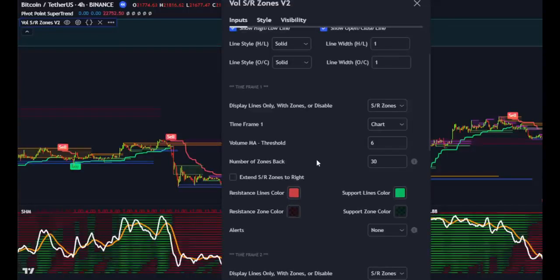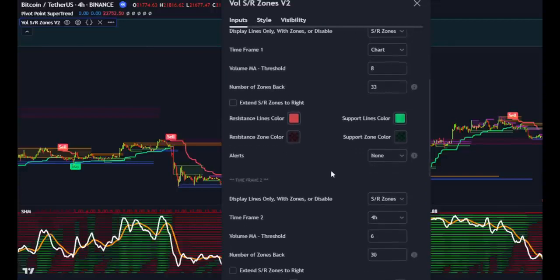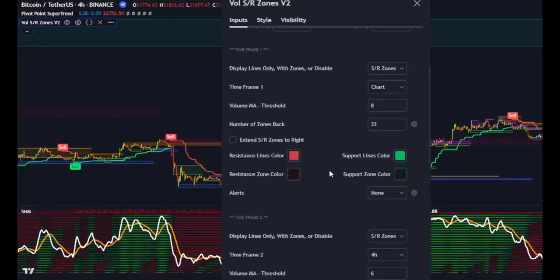First we change the volume MA threshold from 6 to 8. And the number of zones back from 30 to 33. For the color of the supports and resistances of each time frame that this indicator gives us, it is important to choose a different color. For our current time frame we are going to choose the color yellow.